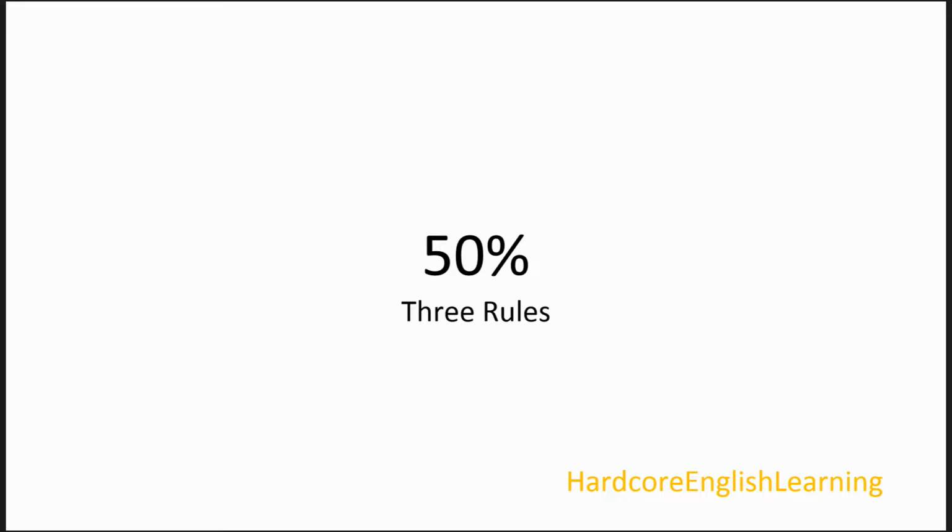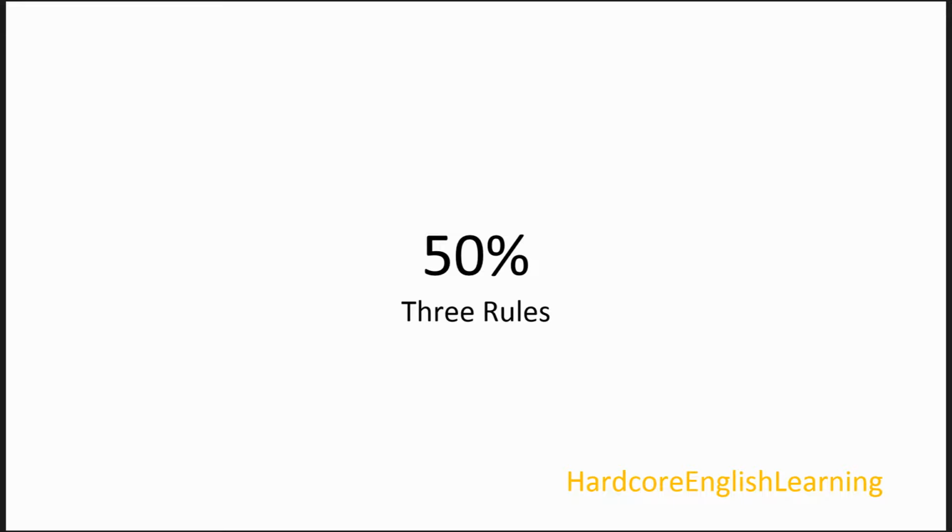And in this episode we want to talk about how you can stop making up to 50% of your English mistakes with just 3 simple rules. And why do I say up to 50%? Because the mistakes that you make are determined by your first language. So different people will make different mistakes more and less often.